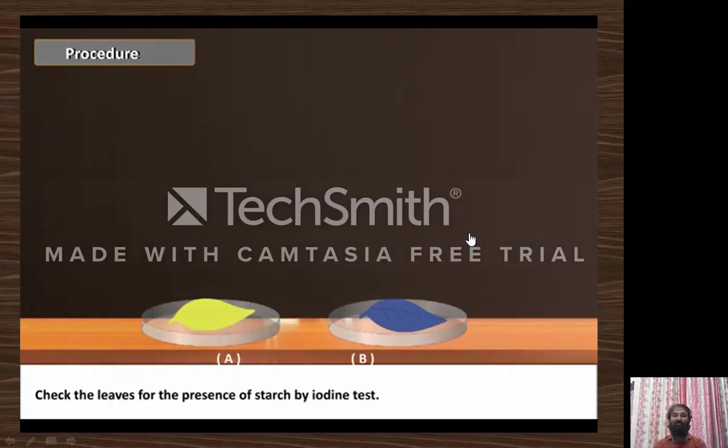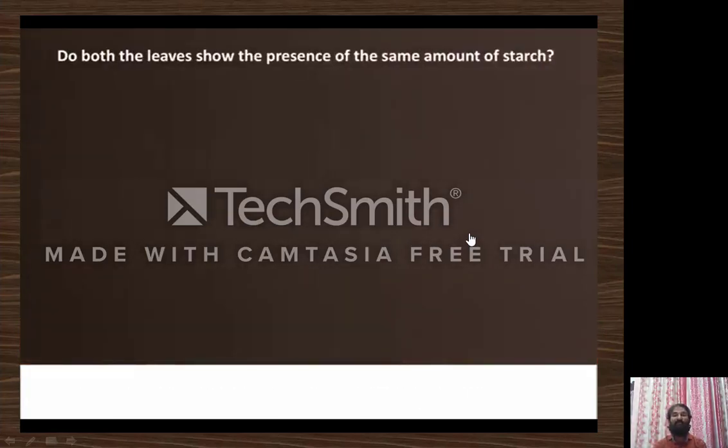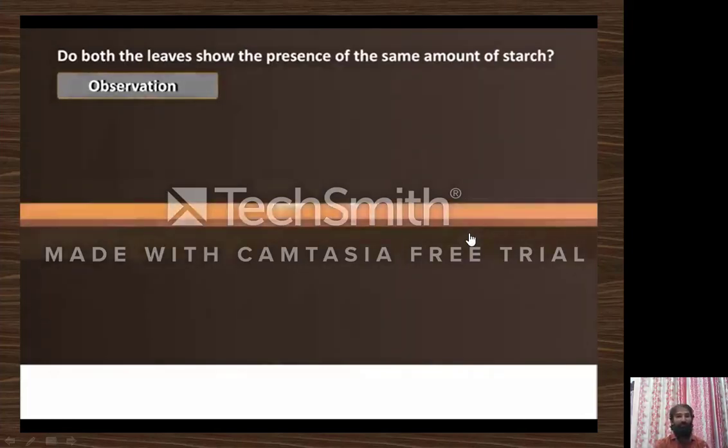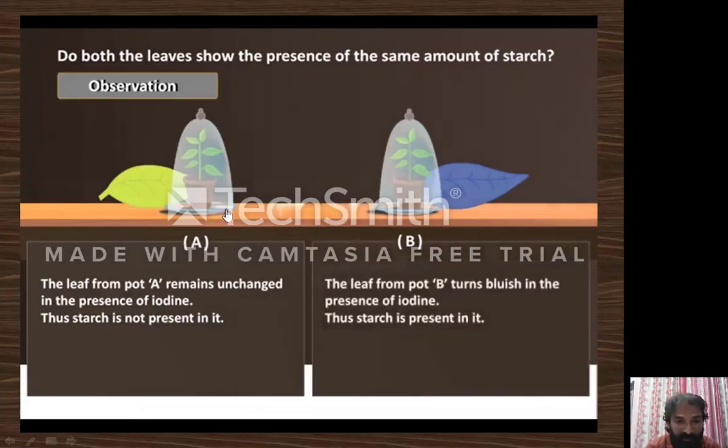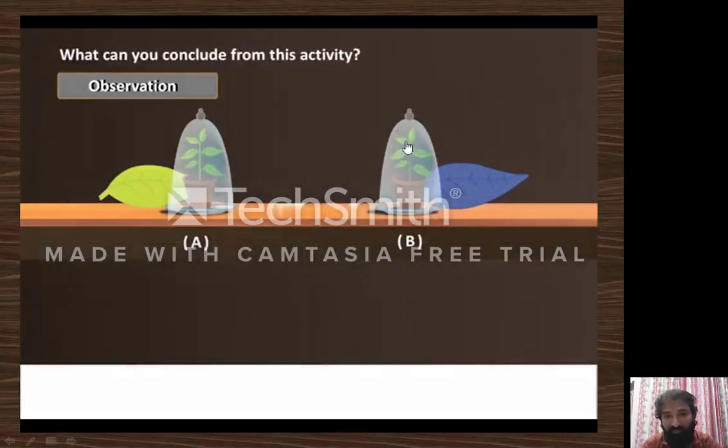Because potassium hydroxide was not kept in the plant B setup. We kept the potassium hydroxide in the plant A experiment. That's why the plant A leaf remains unchanged in the presence of iodine, because starch is not present. Here, as you see, we keep one plate and pour the potassium hydroxide. So this plant is not able to perform photosynthesis due to the lack of carbon dioxide. Here we didn't keep any potassium hydroxide, so the environment has CO2.